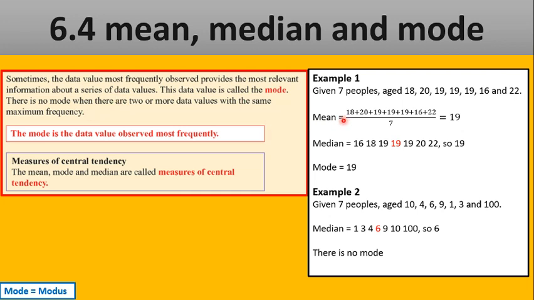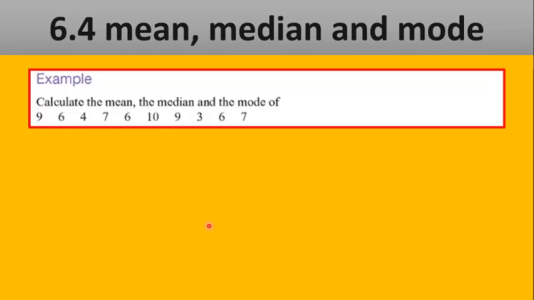So in this case, for example 1, the mode is 19. Why? 19 occurs 3 times, so the mode is 19. For example 2, there is no mode because all numbers occur one time. So you cannot say there is one number that is observed most frequently. So then you could say this data set does not have a mode at all. And as we've already discussed, those are called the measures of central tendency: the mean, the mode, and the median, ofwel centrummaten.